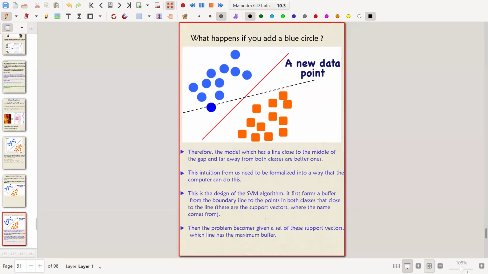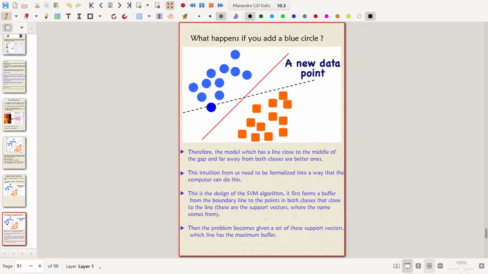So we'll see. What happens if you add a blue circle next? If it is not predicting correctly, right? You can understand it. So therefore, the model which has the line close to the middle of the gap and far away from both the classes is the better one. The red one is better, this red decision boundary. So this is just the intuition we have.